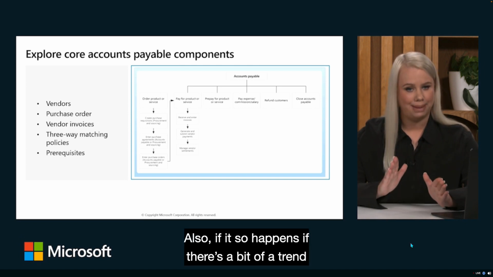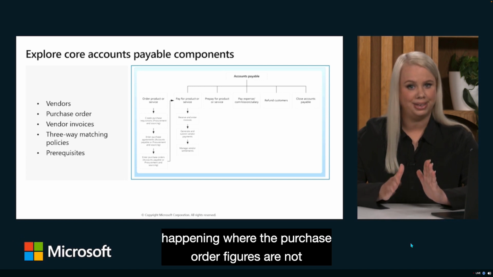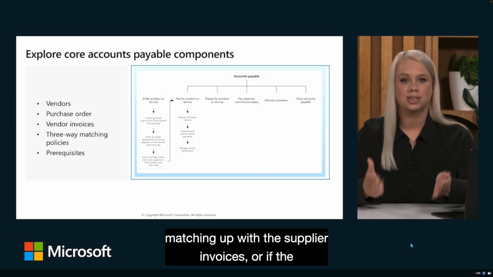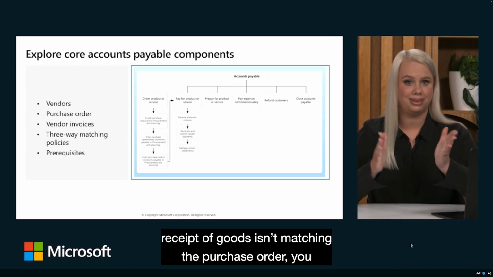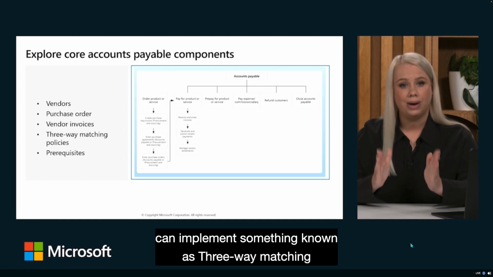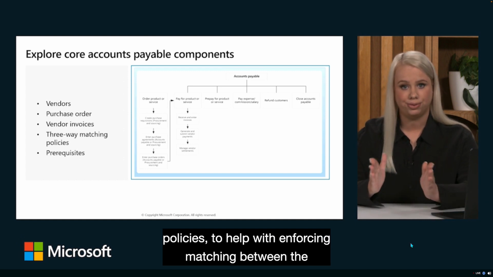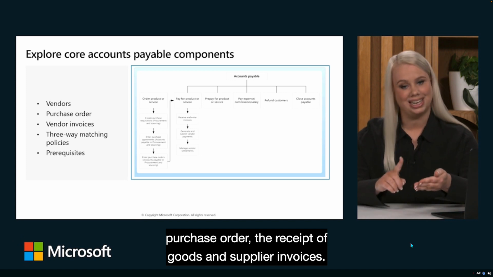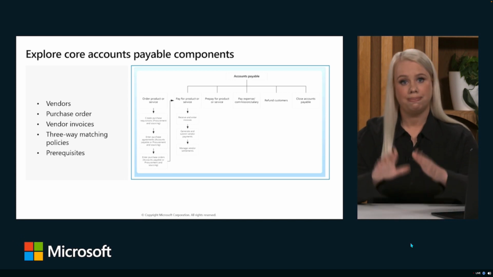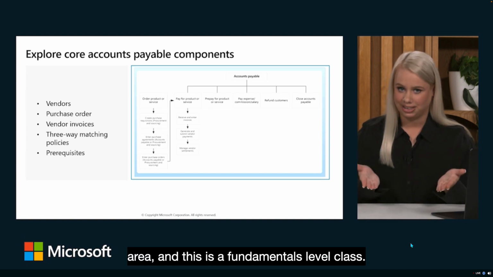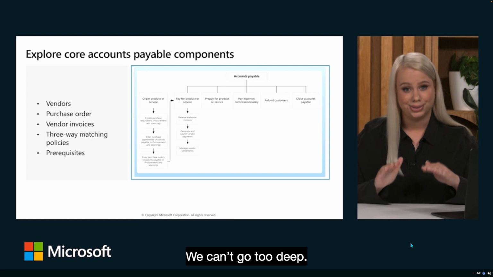Also, if it so happens that there is a bit of a trend happening where the purchase order figures are not matching up with the supplier invoices, or if the receipt of goods isn't matching the purchase order, you can implement something known as three-way matching policies to help with enforcing matching between the purchase order, the receipt of goods, and supplier invoices. But ultimately, there is a lot to unpack in this area, and this is a fundamentals level class. We can't go too deep.